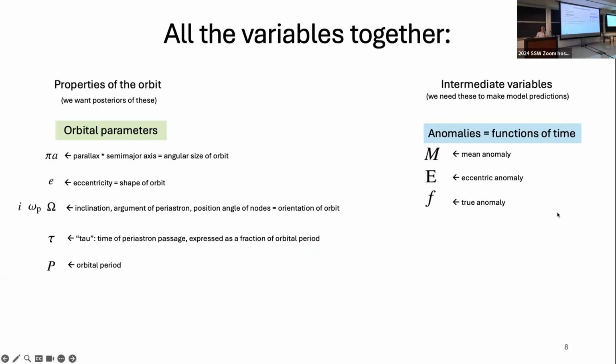Here's everything together. We've got properties of the orbit. So these are orbital parameters that we're going to want to get posterior distributions of. And then we also have these intermediate variables, which are things we need to make the predictions. So all of these are functions of time, these anomalies. So there are 8 orbital parameters here: the parallax, the semi-major axis, the eccentricity, all of these 3 angles, tau, which places the planet at a particular location at one point in time, and then the orbital period itself.